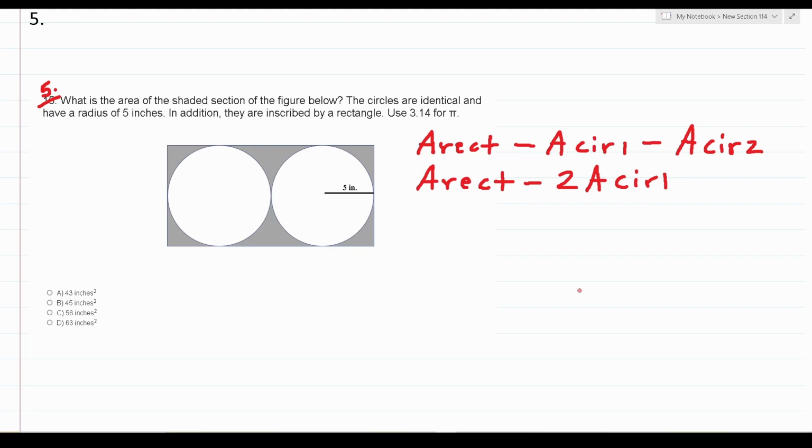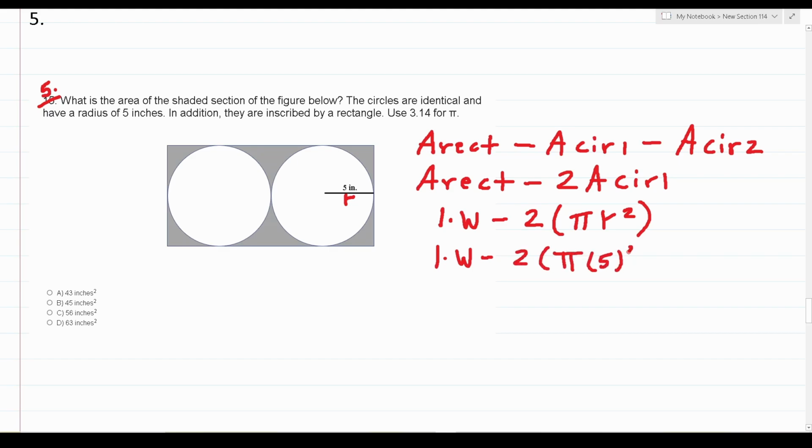All right. Now, how do we find the area of a rectangle? Of course, that's length times width. And how do we find the area of a circle? We should know by now that that's pi r squared. Again, according to the problem, we know what the radius of one of our circles is. It's right here. It's 5. So let's go ahead and plug that in. This becomes length times width minus 2 times pi times 5 squared. Let's go ahead and work this out very quickly.